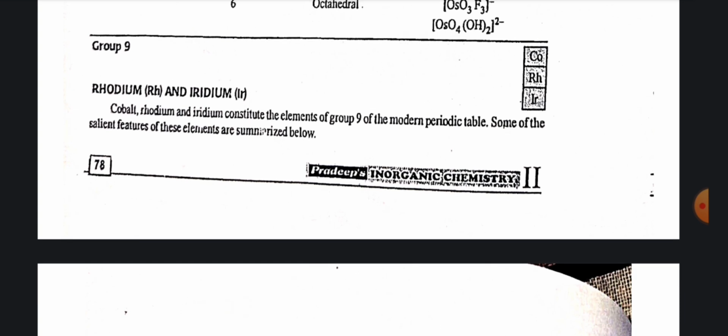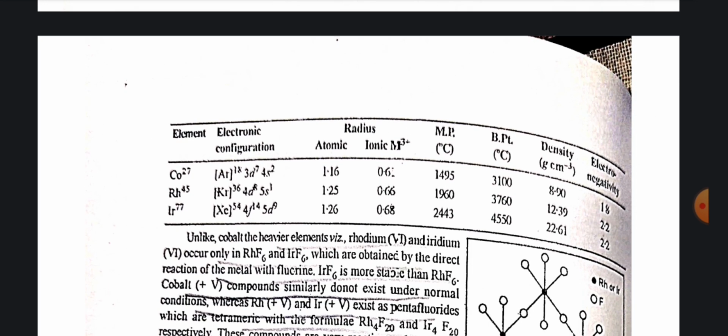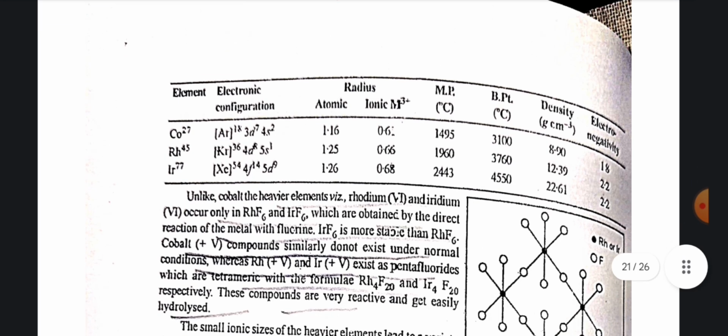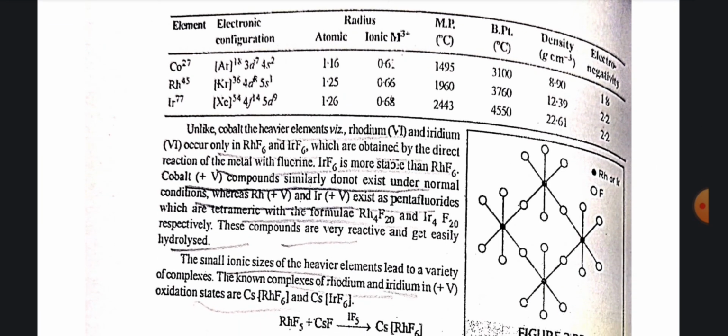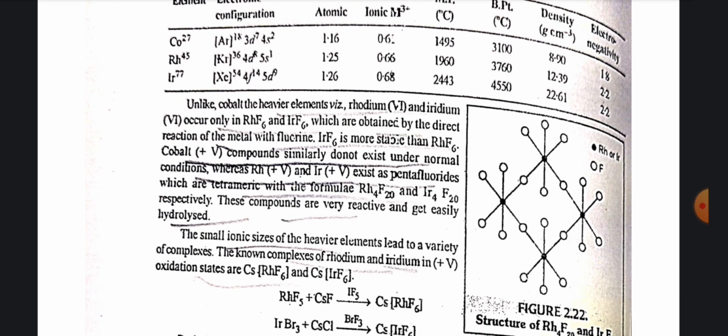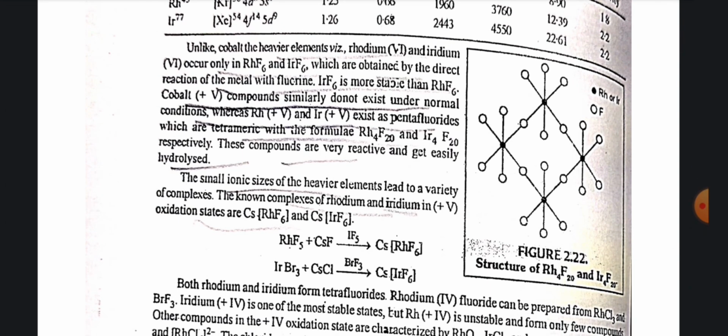Rhodium and iridium. Cobalt, rhodium and iridium constitute the elements of group 9 in the modern periodic table. Some of the salient features of these elements are summarized below. Unlike cobalt, the heavier elements rhodium and iridium occur only in RhF6 and IrF6, which are obtained by the direct reaction of the metal with fluorine. IrF6 is more stable than RhF6.